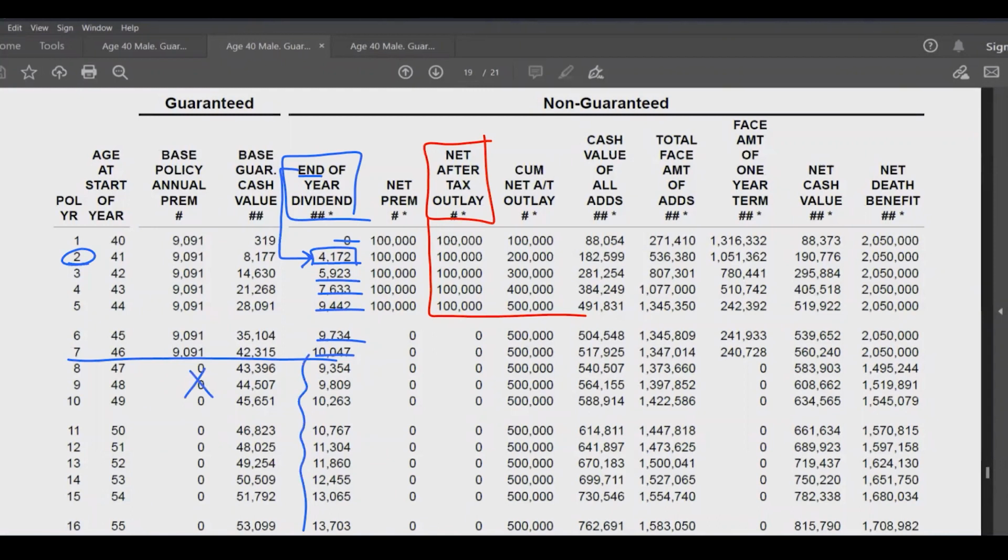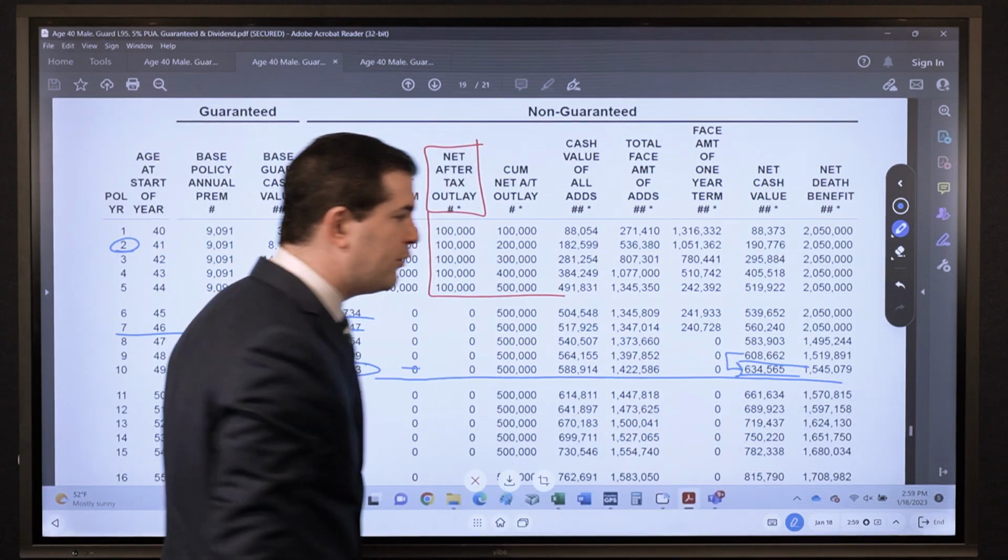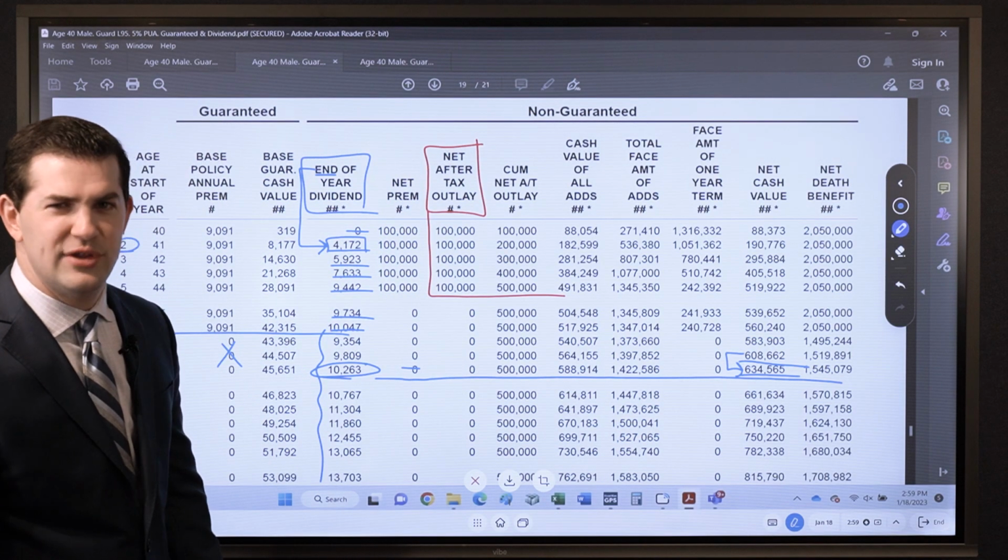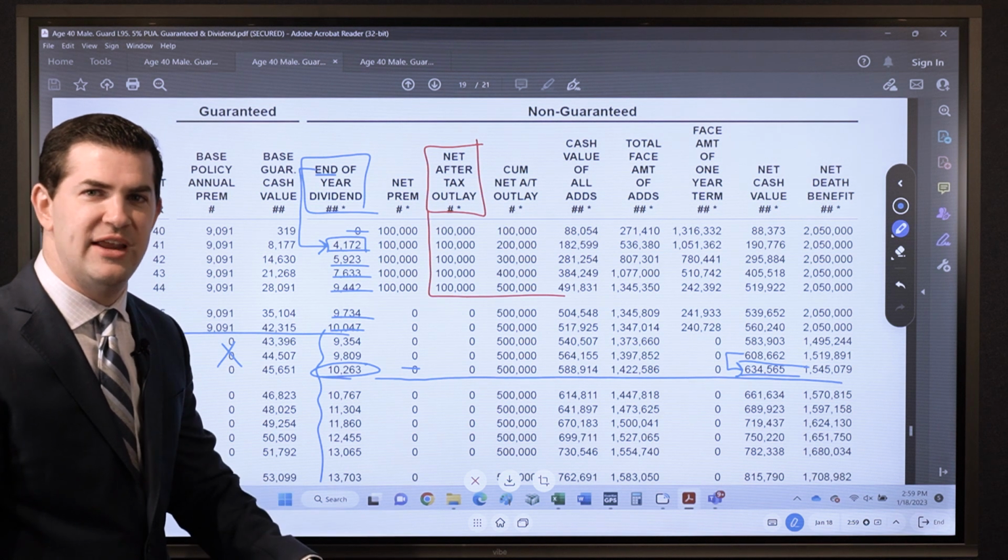Let's look at year 10. Year 10, the dividend's what? $10,263. Look at your cash value growth. Year 9, what was it? $608,000. How much did you pay into the policy in year 10? 0, not a penny. The cash value grew to $634 and change. Dividends were $10,000 and change. 608 to 634. Is that more than $10,000? Yes. If it was 10,000, it would be worth 618.